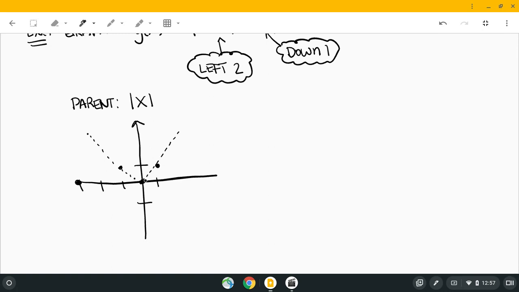Same thing with this one. I'm going to take this point right over here and shift it left 1, 2, and down 1. And same thing with this third point over here. I'm going to take this third point and shift it left 1, 2, and down 1. Okay, and there is my final graph.